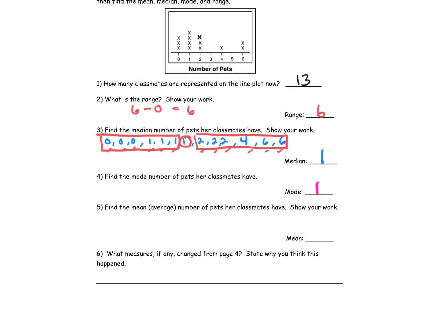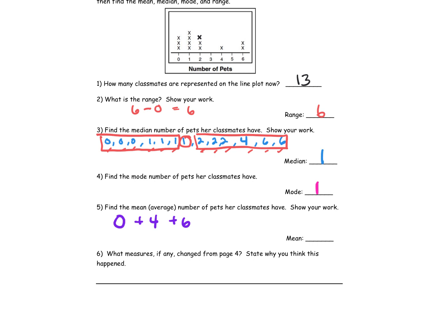Finding the mean with the help of a line plot is a little bit easier to look at the data and group it. And this could make it a little bit less cumbersome than having all 13 individual numbers. So I look at 0, and we see that we have 3 people that have 0 pets, so 3 times 0 would be 0. Next, we're going to go to 1, and we see 4 classmates that have 1 pet, so 4 times 1 would be 4. Going on to 2 pets, now we have 3 classmates that have 2 pets. So 3 times 2 would be 6.